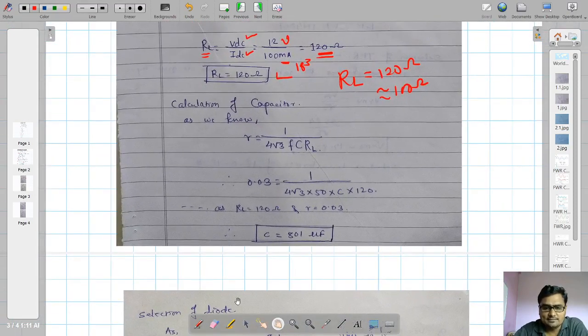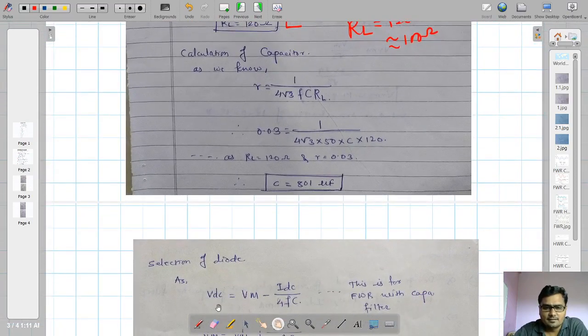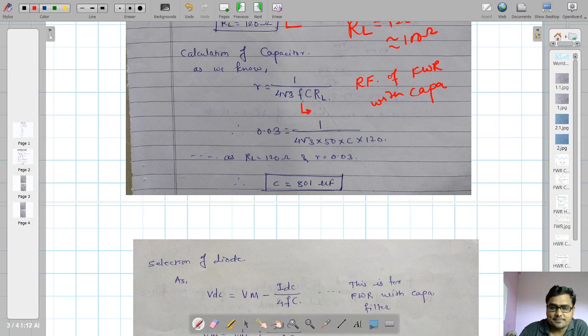Now to calculate the value of a capacitor, we have one equation related to the capacitor. Look at this equation of ripple factor. This is the ripple factor of a full wave rectifier with capacitor filter. You remember that we have derived this: 1 divided by 4 root 3 FCRL. What is that F? F means it is the line frequency. What is that C?